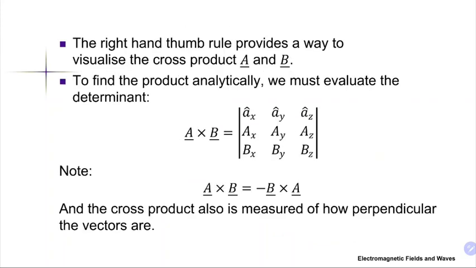Mathematically, the cross product can be written as a determinant. In the determinant, we have the first row as the unit vectors, the second row is the components of the first vector, and the third row is the components of the second vector, B. And the two vectors have to be of the same vector space, or at least of the same vector space.